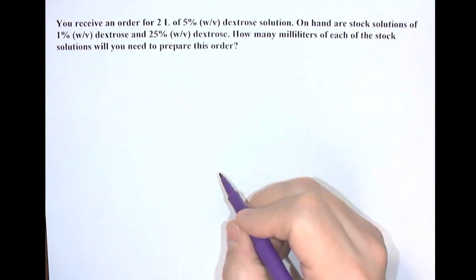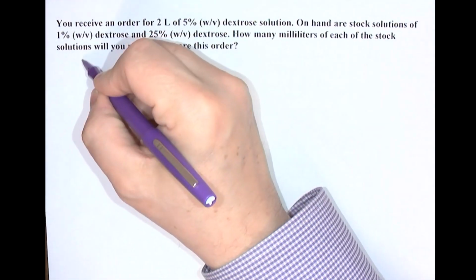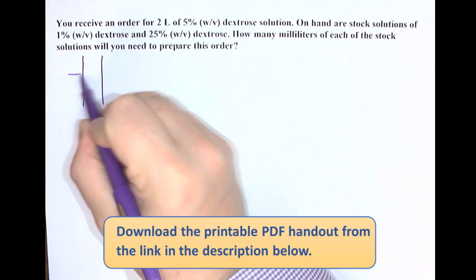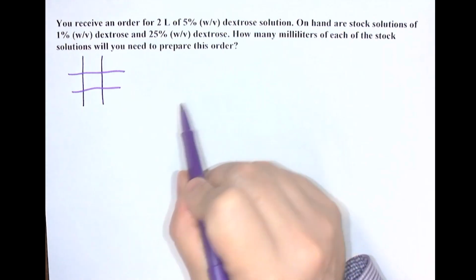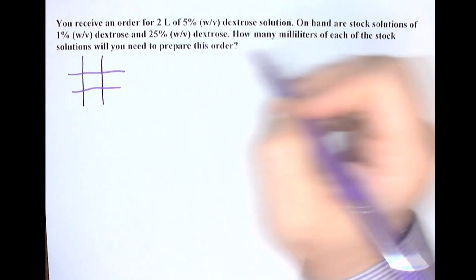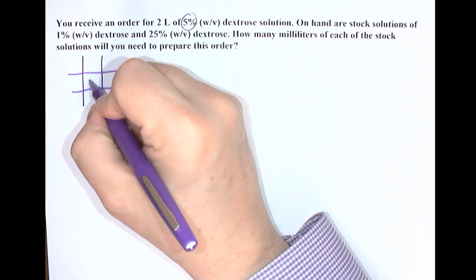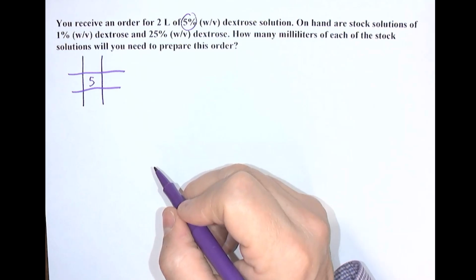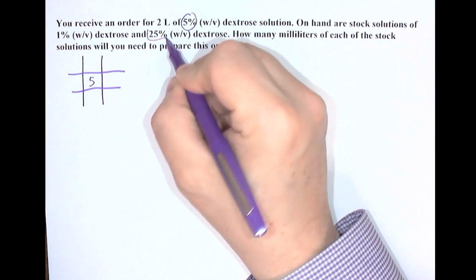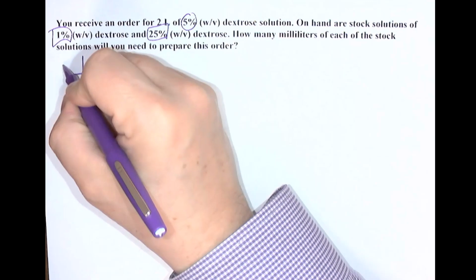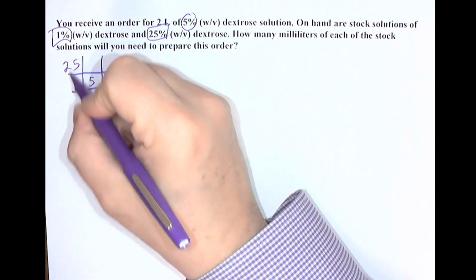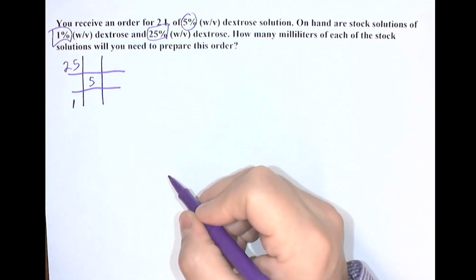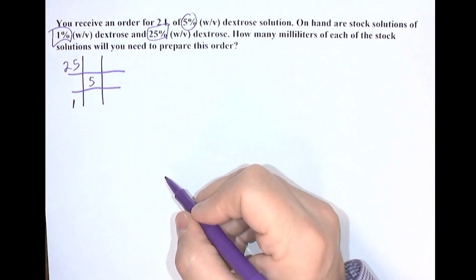Okay, so we can set up our grid here to help us organize our work. The problem says that you have an order for a 5% solution. So that's your target concentration. That's what you need to arrive at. On hand, your stock solutions are the 25% and the 1%. I like to put the higher concentration up above, the lower concentration down below. And then we'll subtract diagonally.